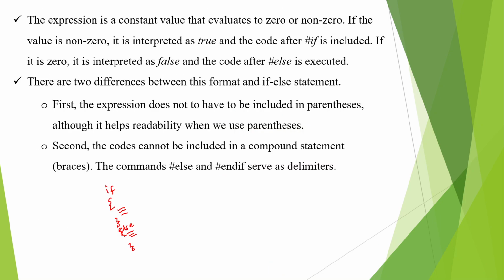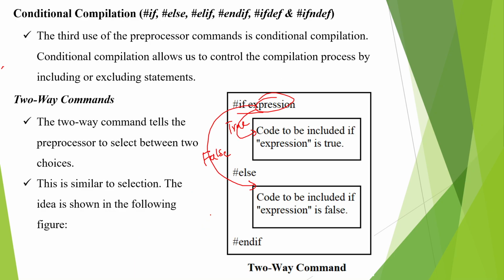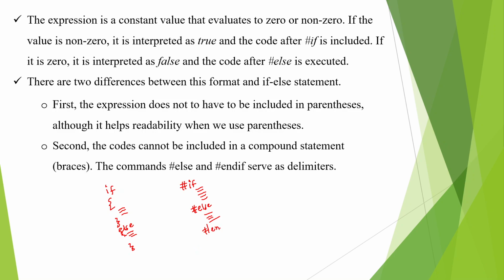That type of thing is not there here. Here we write hash if, then whatever statements you want to keep, even multiple statements, as is without the brackets, and then hash else, then the statements, then hash endif. We have endif here. So this endif token tells where the if else is ending. Without curly brackets, this is how the endif token serves as the end point. Hope you understood.